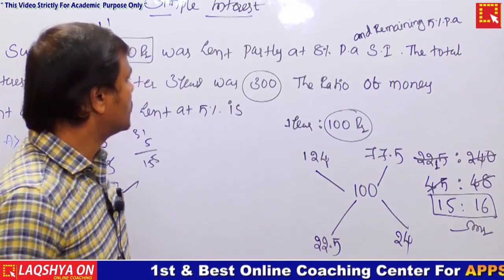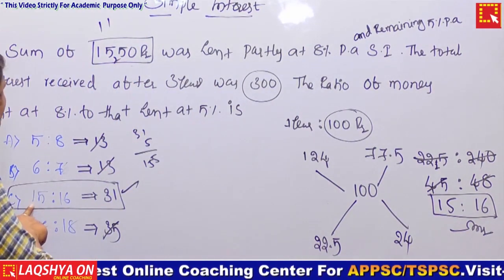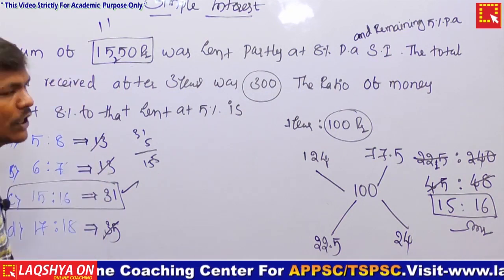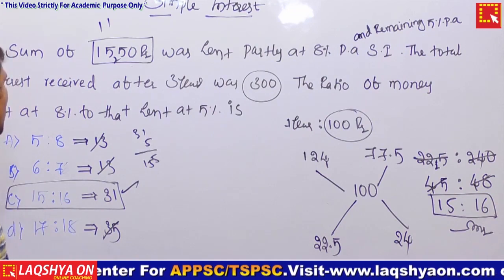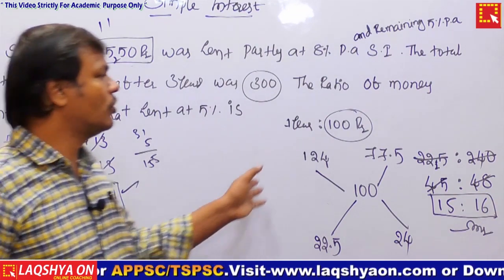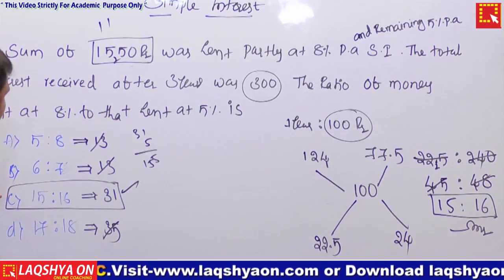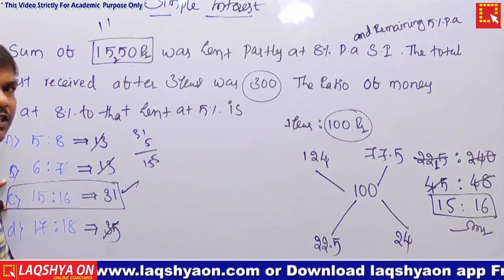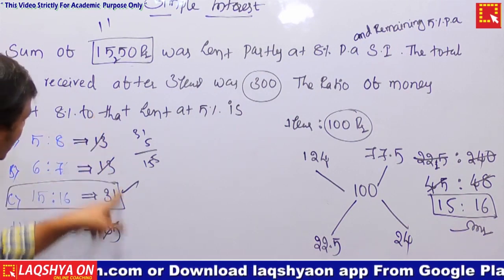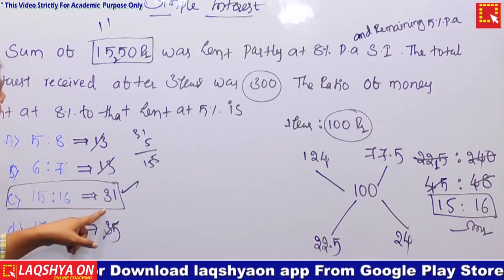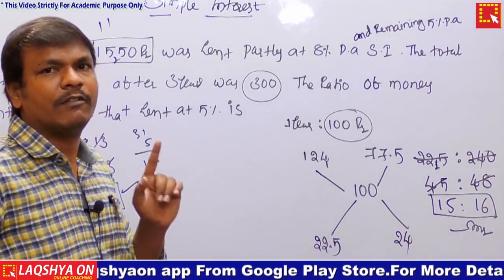So to solve this problem, we use the options: which sum of ratios will exactly divide the total amount, that is 1550. That is our answer. There is only one option, that is 15 is to 16. No need to calculate all these things. We solve the problem by using the sum of ratios of the given options. The sum of ratios 15 and 16 is 31. Among all the sums of ratios, only 31 exactly divides 1550.